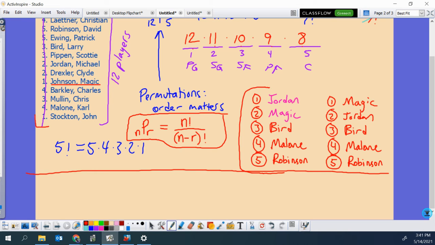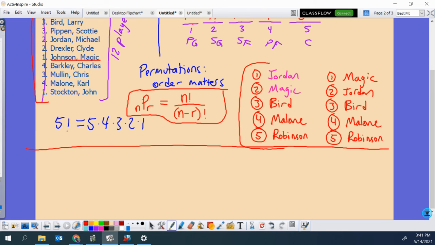Let's just put them all in the same category. It doesn't really matter where they play. The question now is how many groupings of 5 players are possible, right? Ignore the positions, just how many groups of 5 are possible. So the difference now is that these 2 permutations are going to count as just one combination. I don't want to count that twice.